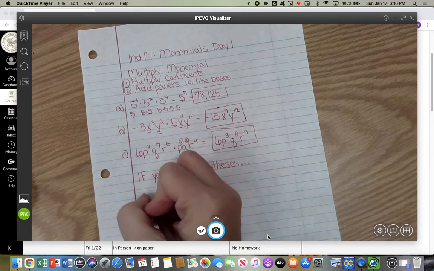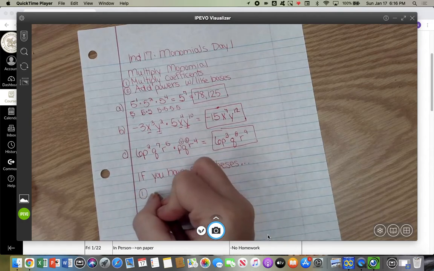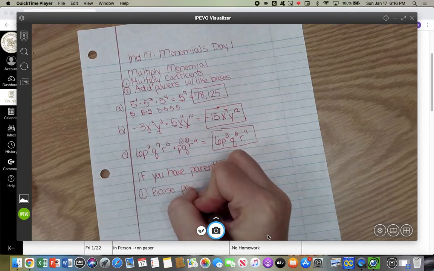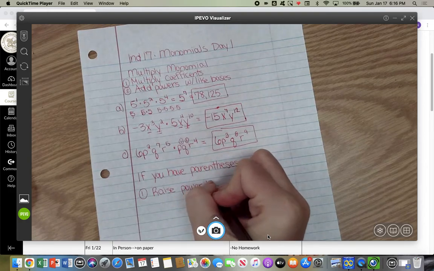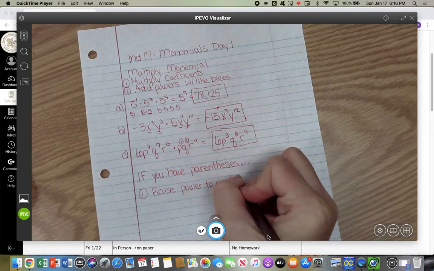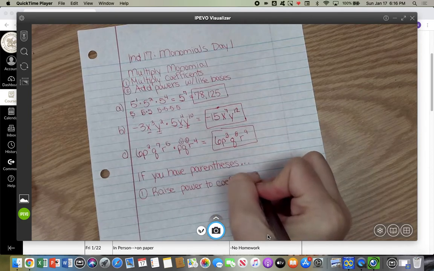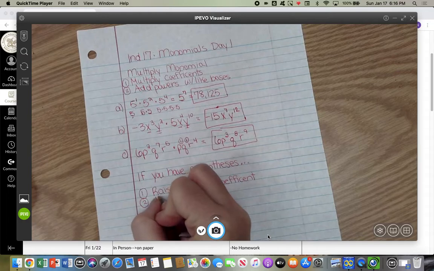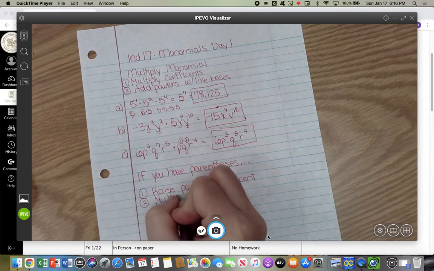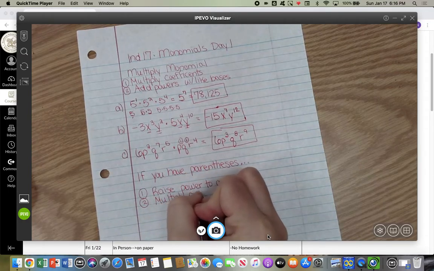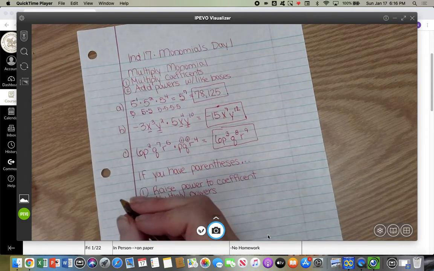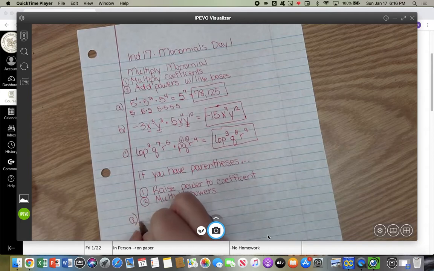All right, so the first thing we are going to do is raise the power to the coefficient. And the second thing we're going to do is multiply the powers. All right, so the first example I have for you is pretty simple.